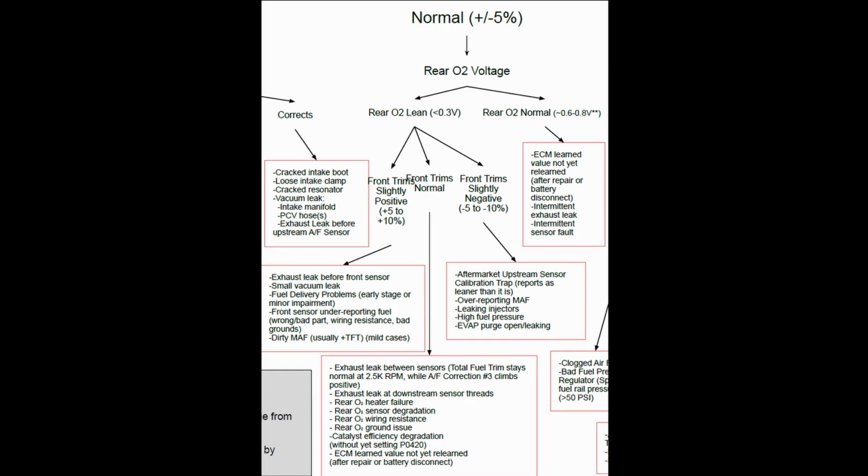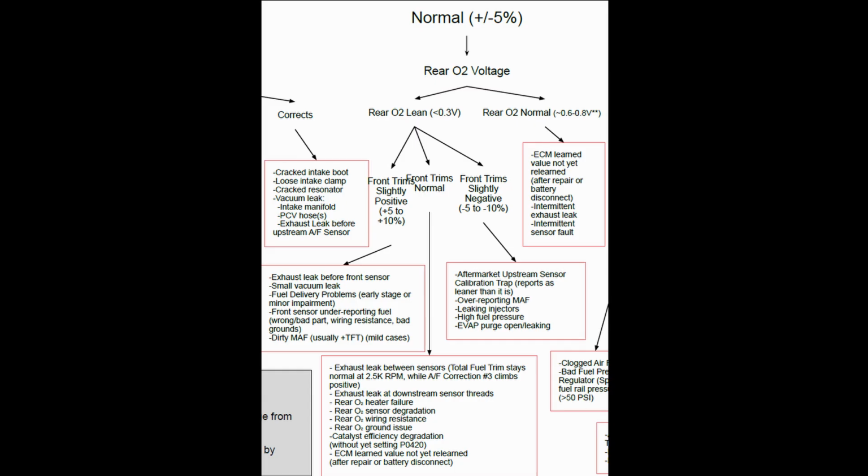Now, if the rear O2 sensor is running lean, we could look at the fuel trims again and narrow it down a little bit. I would just look at this whole category. Unfortunately, this is a big category and there's a lot of problems here. However, if the front trims are slightly positive, you should look at exhaust leak before the front sensor, small vacuum leak, some sort of minor fuel delivery problem, front sensor underreporting fuel, or a dirty MAF. Again, there's a lot of overlap with other categories here, but that's just the way working on cars is.